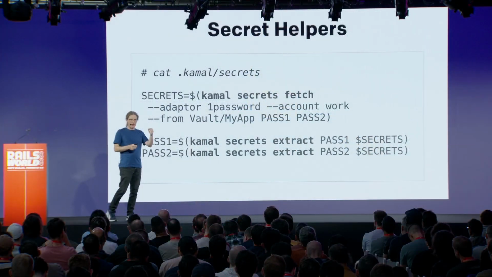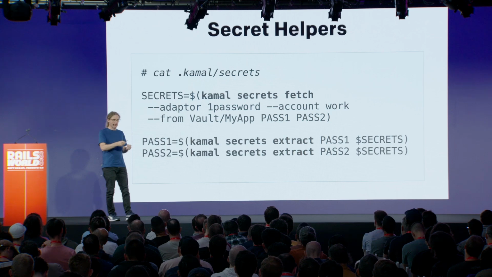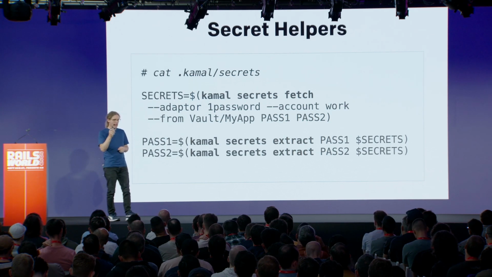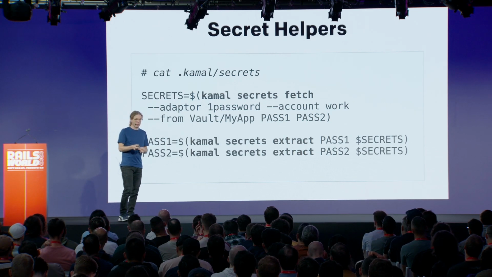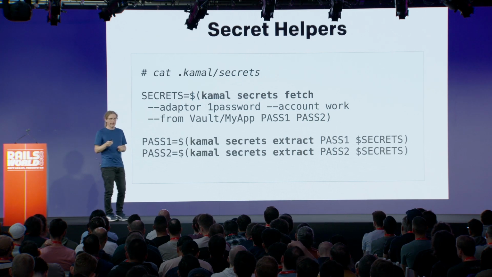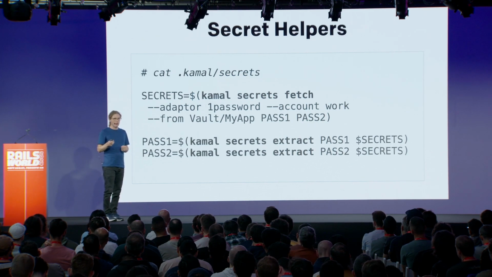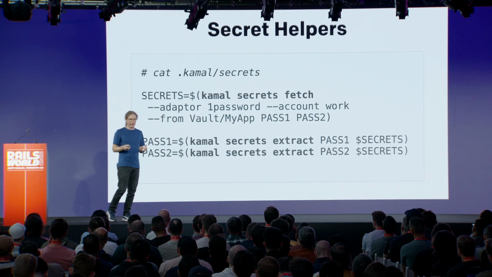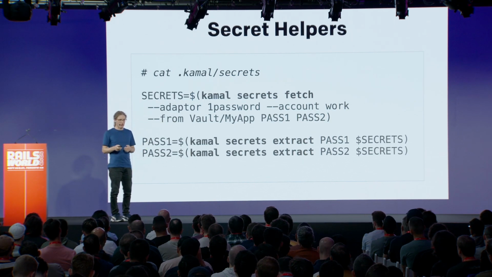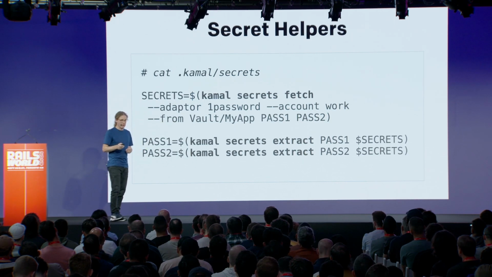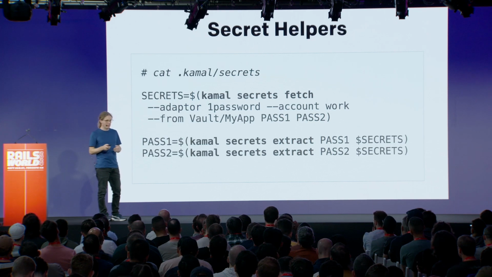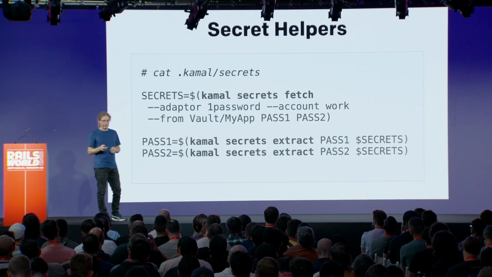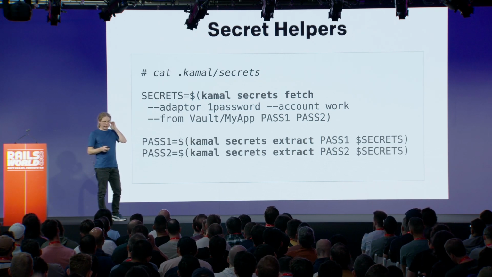And because we've got them all in one go, we then need a way to separate them out into the different variables. So we're going to store them under secrets, and then we'll run Kamal secrets extract, which honestly is just a glorified version of JQ, but you're definitely going to have Kamal installed because you're using Kamal, and you may not have or want to make sure that you've got JQ installed. So that will then pull those out and store them in there. So those are the secret helpers.